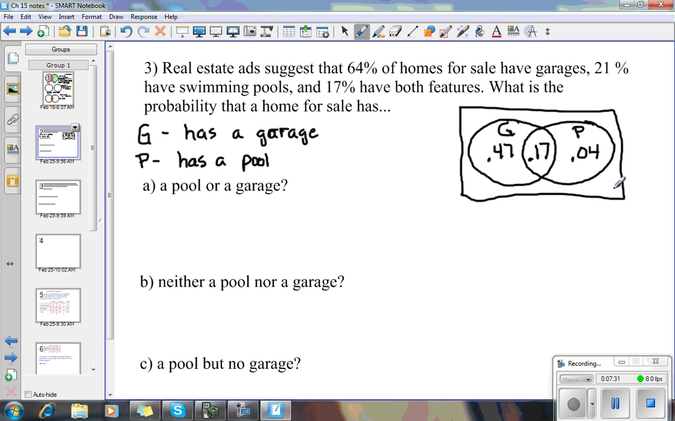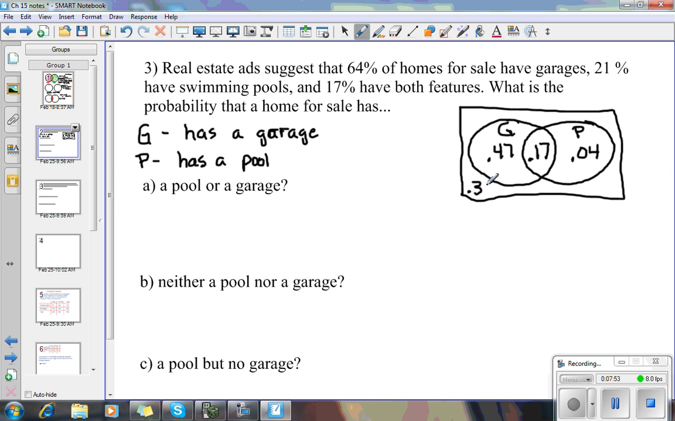So one of the things we're going to need to do is we want to know what percent, or what's the probability that it's outside of the garage or pool combination. So you can probably imagine what you would do: we add these three things up, and then we need to subtract that from 1. And if you do that, you'll get 0.32.